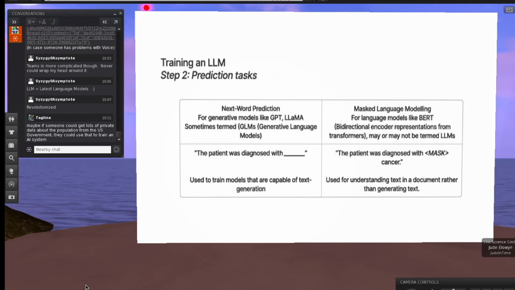Masked language modeling is another method of training models, which is, instead of masking the end of the text, instead of leaving that part blank to predict the next body of text, you mask part of the middle of the text.